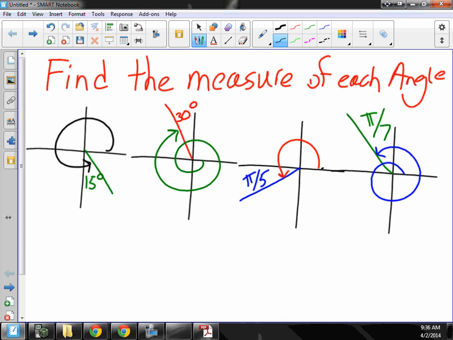How far is it from here to here? 5 pi over 5, and then I need to go an extra 1 pi over 5. So 5 over 5 plus 1 over 5 is 6 over 5. Okay. The last one's a little bit harder. What makes it so difficult?